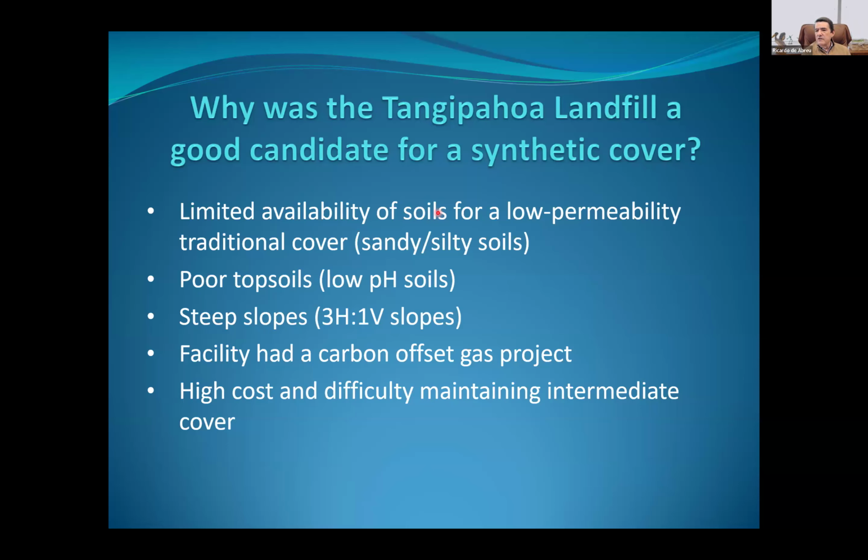The facility had a carbon offset gas project. Why is this important? Because they would capture landfill gas and sell carbon credits in the market. Using the synthetic cover helped to capture more of the gas that the landfill was producing at that time.